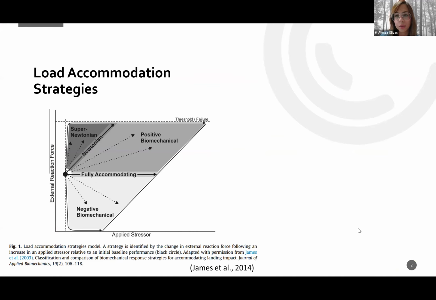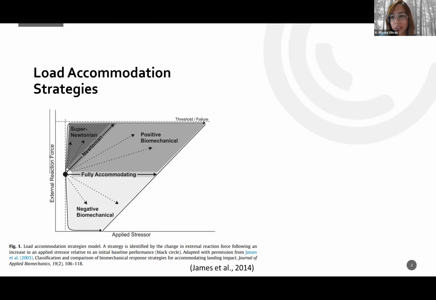Today I'm going to be focusing a little bit more on load accommodation strategies, which are responses to an external stressor, such as an external mass, while performing a movement. And we can see this figure that was created by James et al. in 2014 that shows the different types of neuromuscular strategies. The one that I am going to be focusing on today is this Newtonian strategy. So we can see that as an applied stressor is applied to someone as they are performing a movement, the external reaction force, or the ground reaction force, actually increases by an equal magnitude and an equal rate. So it's a perfectly linear relationship.